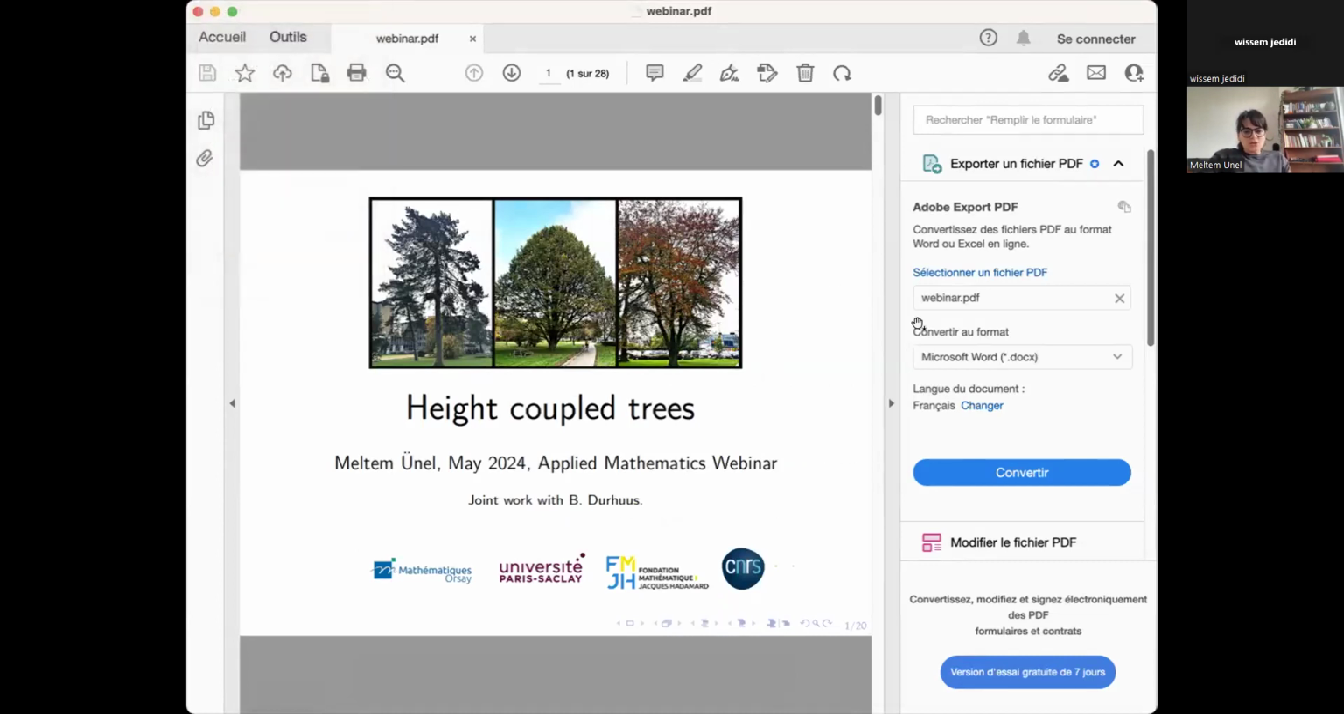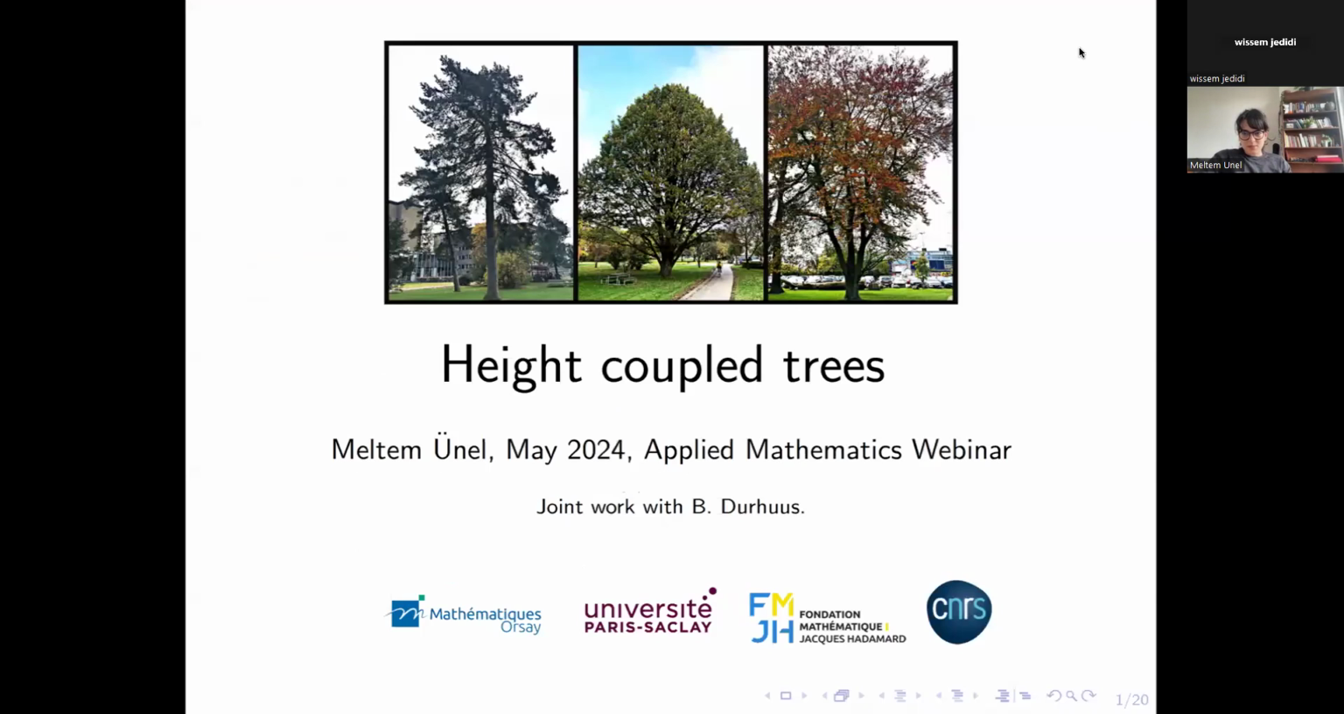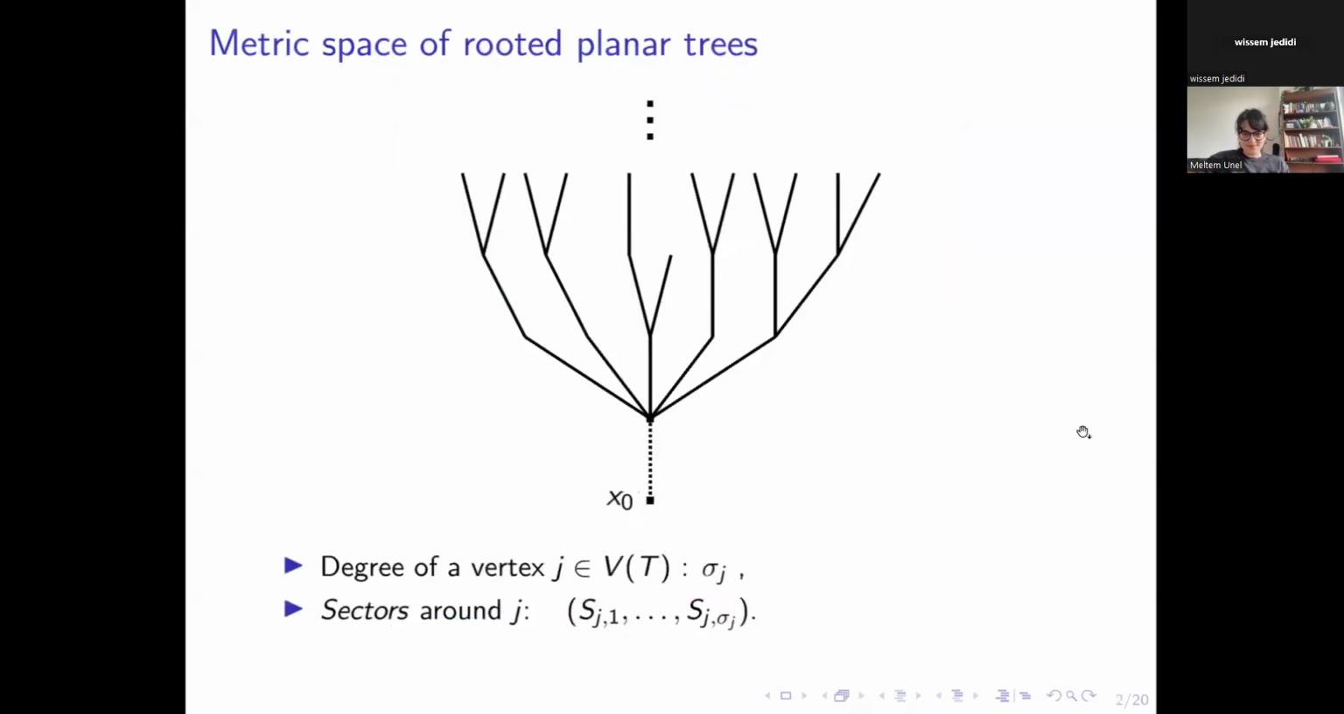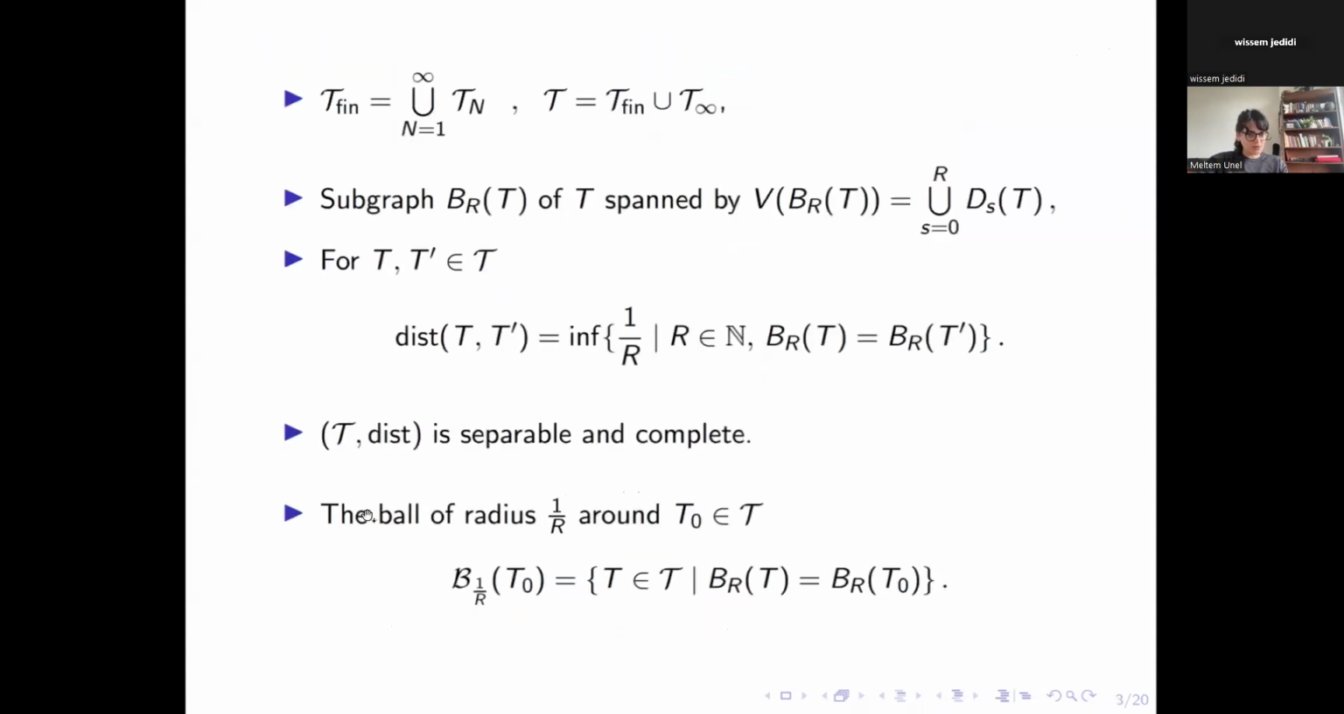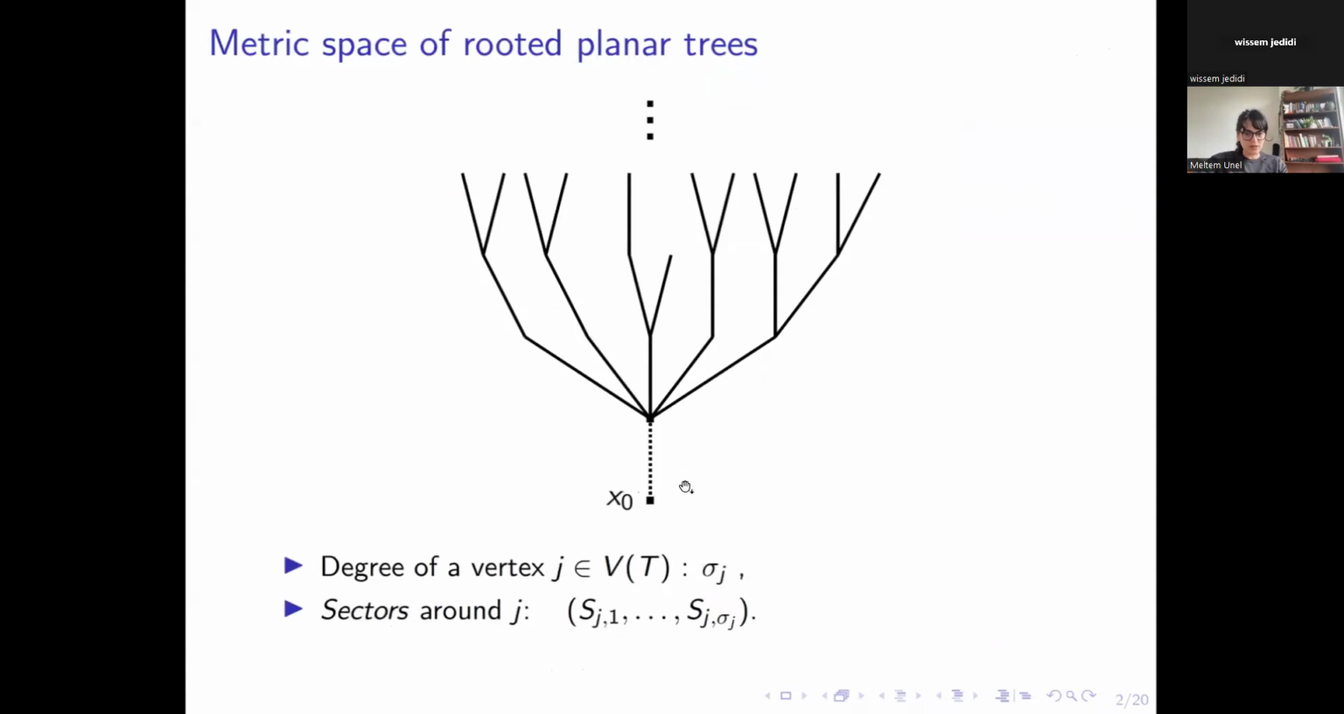The idea is very simple, but I will explain step by step. Before that, I will talk about the metric space of rooted planar trees. This space is well known, maybe, but just to make sure that we have the necessary background, we consider the planar rooted trees. They have a root, and that is marked as x0 here.